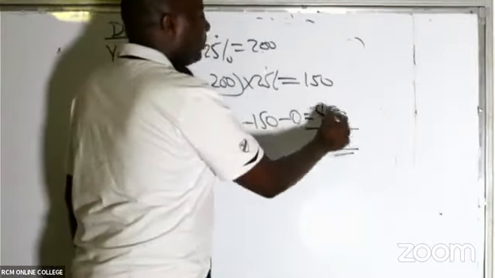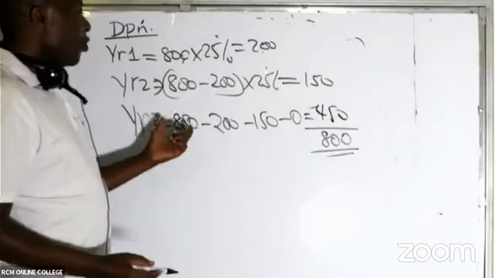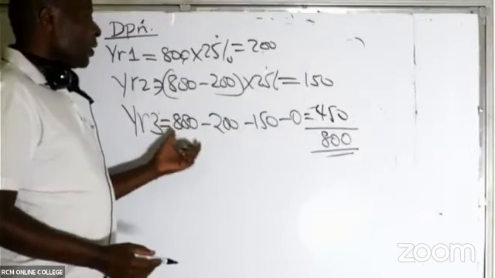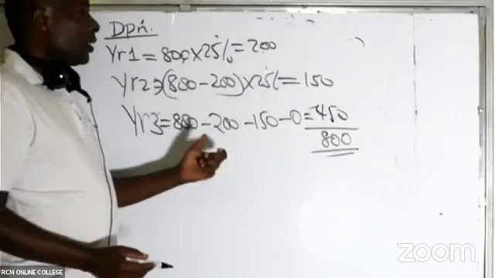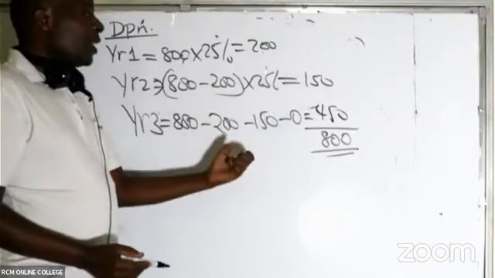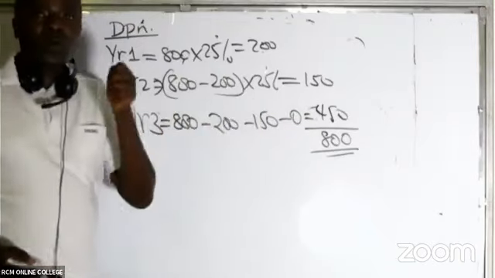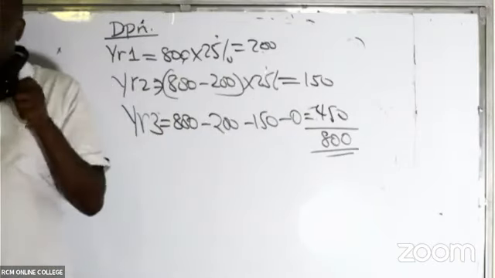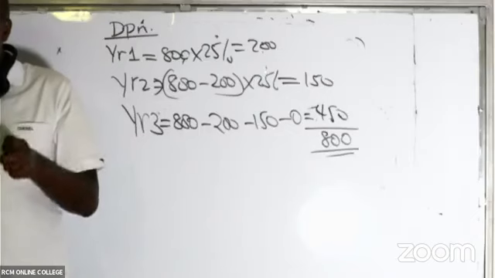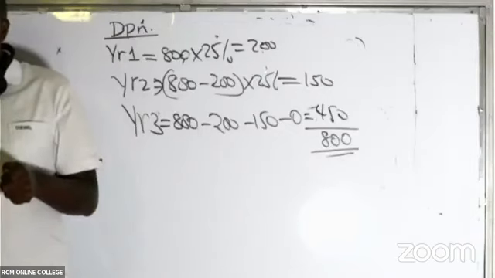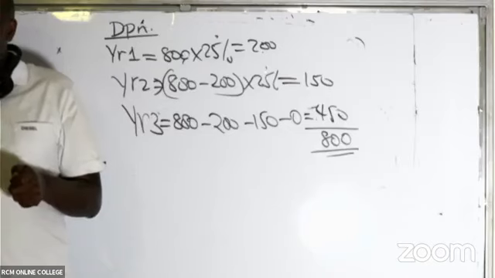But the better method, ladies and gentlemen, is the method that I'm giving you, where you take 800 minus what we lost here, minus the 150 there, and then minus the scrap. They have told us that this machine had a scrap of what here? A scrap of 0.